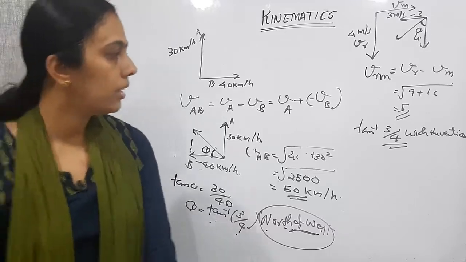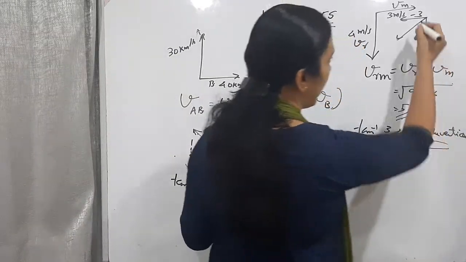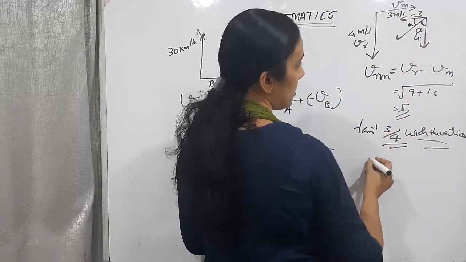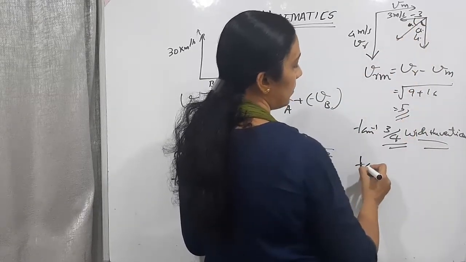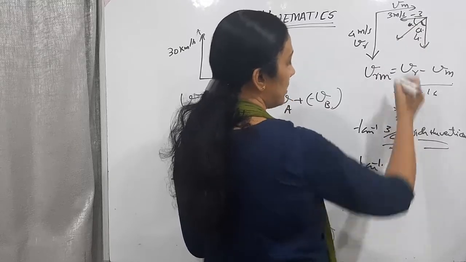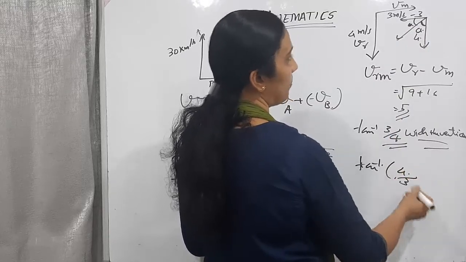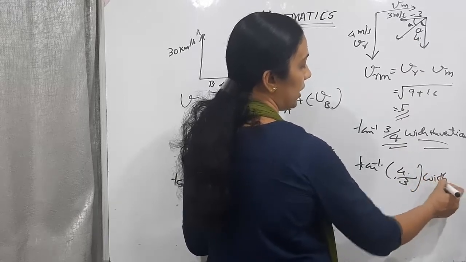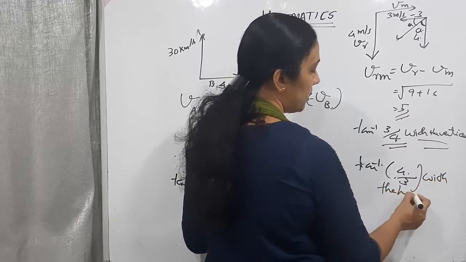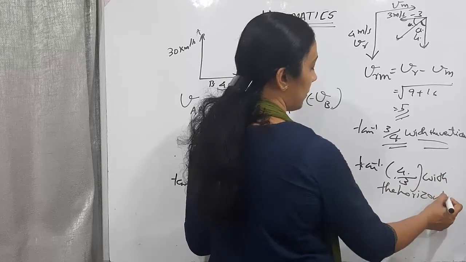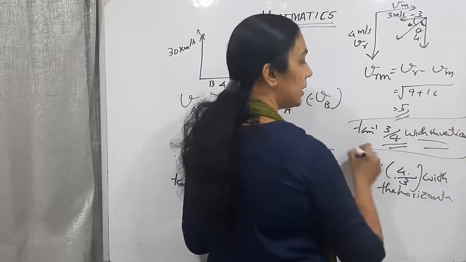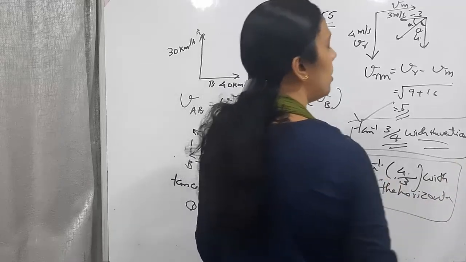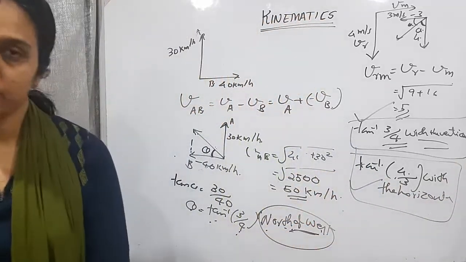So here with the vertical and with the horizontal, how will I get it? Tan inverse with the horizontal, what is that? Tan inverse 4 by 3, that is opposite side divided by adjacent side with the horizontal. Because in the options, both answers are given: tan inverse 3 by 4 with respect to the vertical or tan inverse 4 by 3 with respect to the horizontal. Any one you can write down.